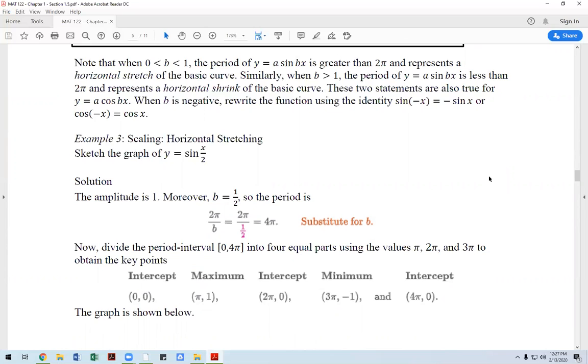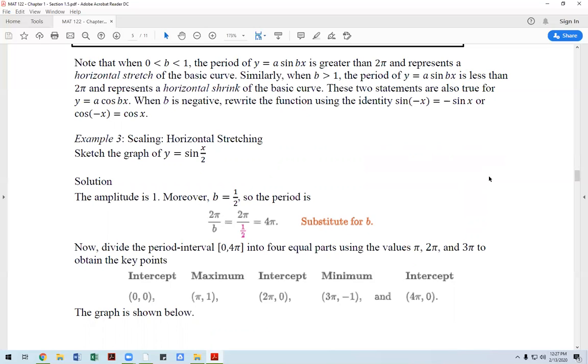So here you can see, of course, our amplitude is just 1, right? So we're keeping that amplitude the same. But now they're asking us to figure out what the graph of x over 2 will look like. So the idea here is, remember, you're multiplying b into x. So you have to figure out what that value of b is. If you take that x to the side, you're going to get 1 over 2 as your b value.